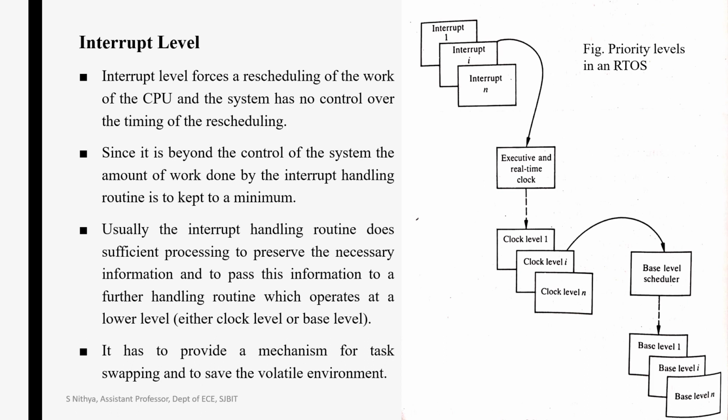The interrupt controller is a high level interrupt. Whatever information is needed will be preserved, and whatever program needs to be performed, control will be transferred over to the clock level and the base level. It will store the information, and that particular task will be executed by these lower level interrupts, either the clock level interrupt or the base level interrupt. So that is the interrupt level priorities.